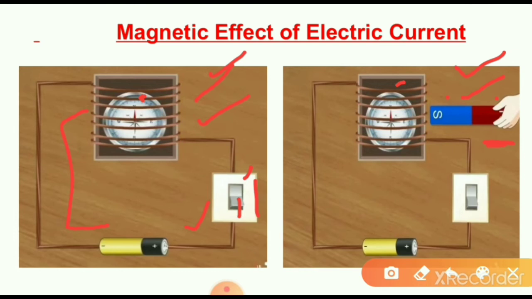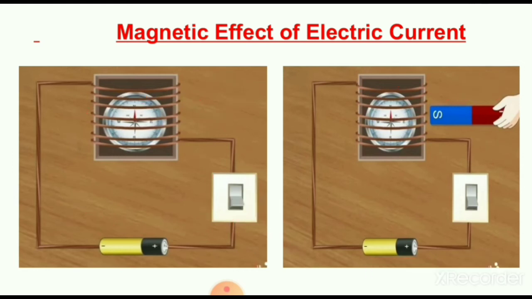So what is the reason for this? With the bar magnet, we showed the deflection. When we remove the bar magnet and switch on the circuit, we observe that the compass needle is deflected. How does this happen? When the switch is on, current passes through the circuit, and we see the deflection on the magnetic compass. That is the magnetic effect of electric current, the relation between magnetism and electric current. I hope you have all understood the magnetic effect of electric current.